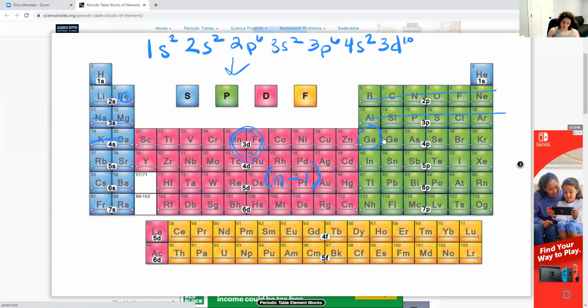And here I finally hit gallium, and that is back to the 4, and that is in the P block, and it is the first one. So that is the standard electron configuration for gallium.